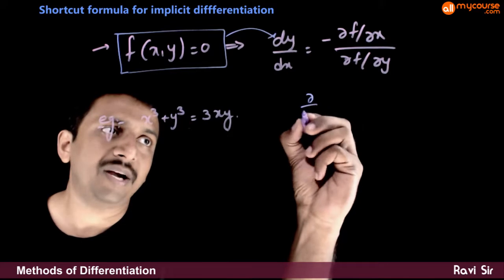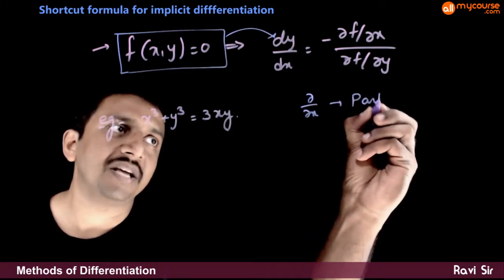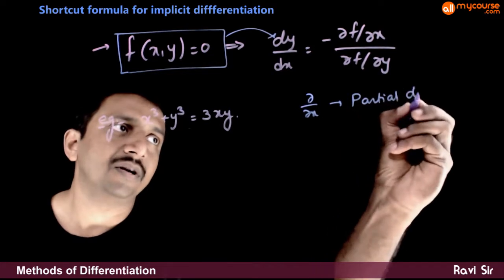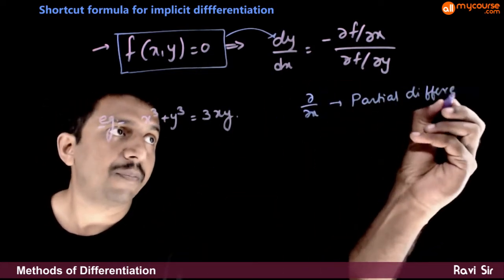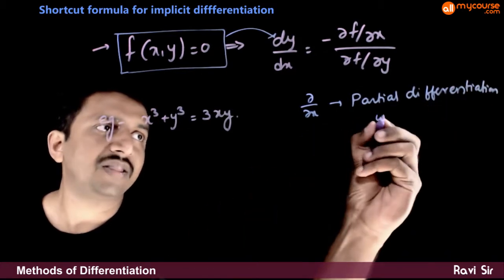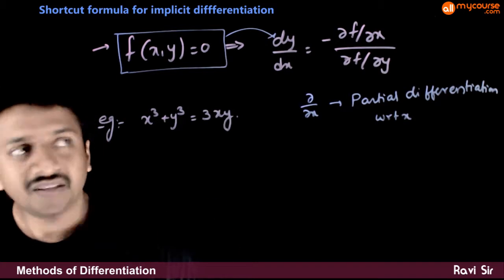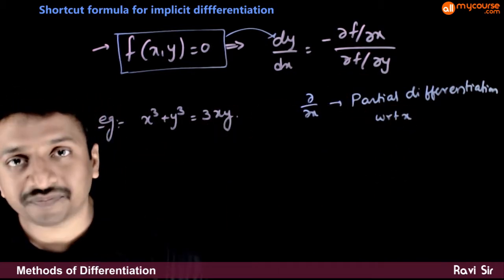Dou by dou x means partial differentiation. Dou is a symbol for partial differentiation. Partial differentiation with respect to x. And dou by dou y is partial differentiation with respect to y.